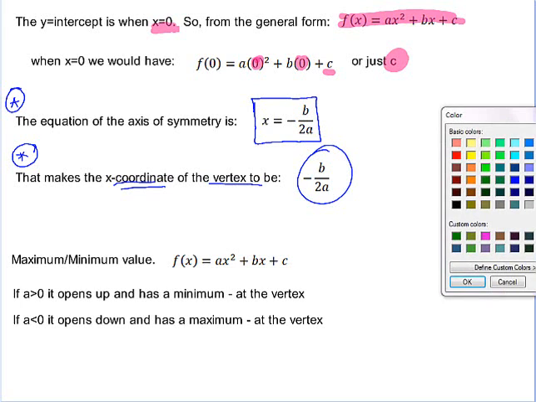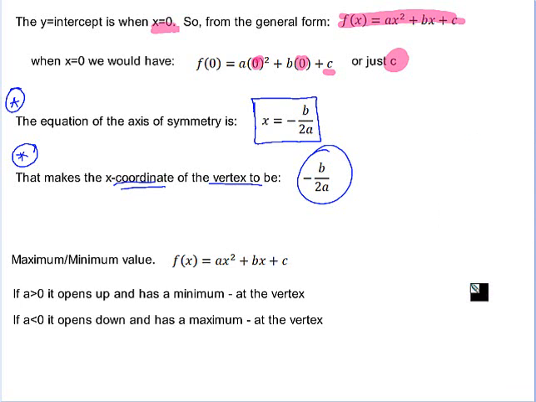We can also have maximum and minimum values. First off, if a is positive, so if a is greater than 0, the parabola will open up.